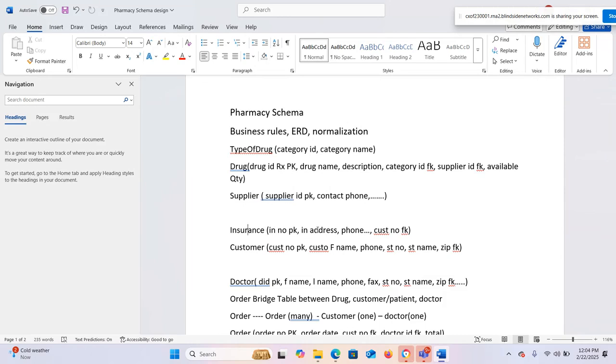It's a many to many relationship. That one customer can have many insurance, like I got multiple insurance from different workplaces, and the same insurance company can provide insurance to many customers. So if you bring company, then it becomes many to many.